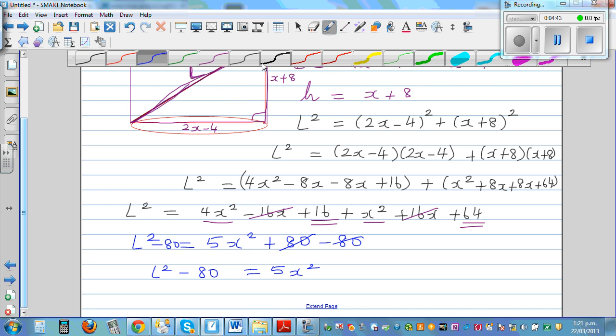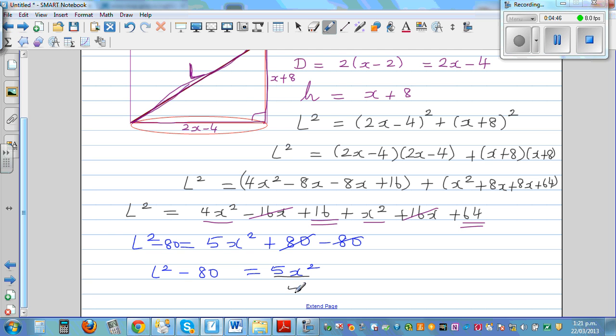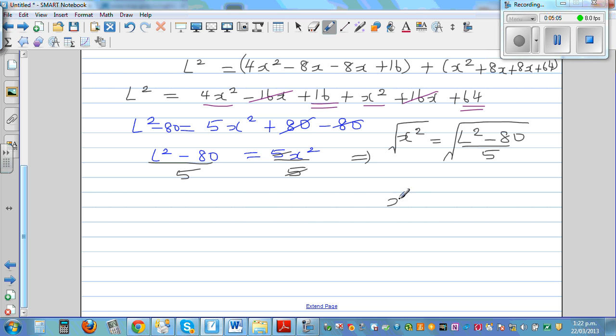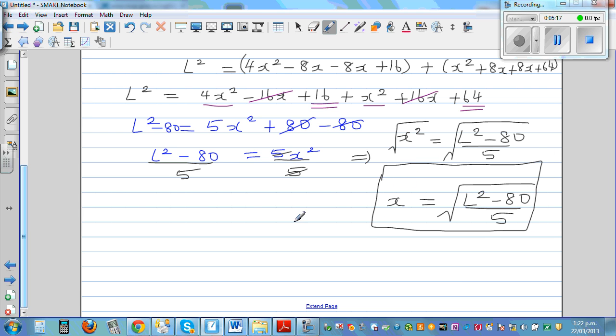I'm going to divide both sides by 5, so your 5 gets cancelled. This implies x squared is (L squared minus 80) divided by 5. And now I have to take the square root of this side, so x is equal to the square root of (L squared minus 80) divided by 5. And that's what you were supposed to do. So this is your final answer.